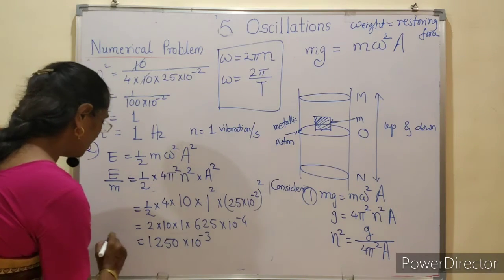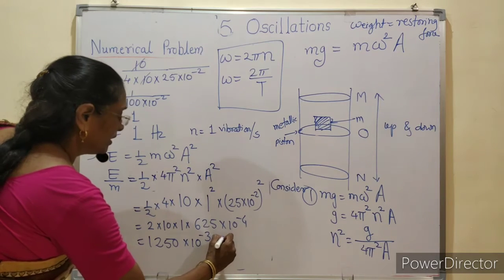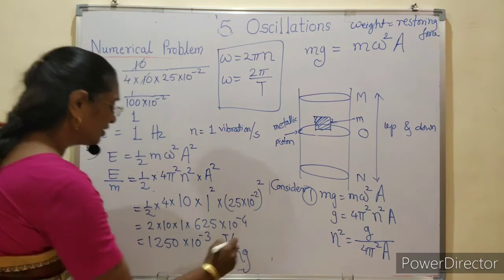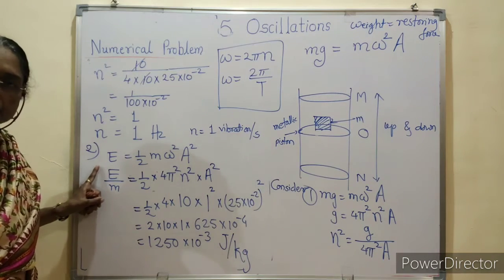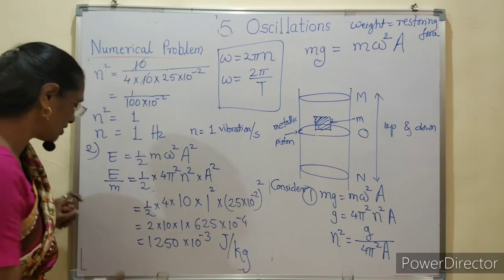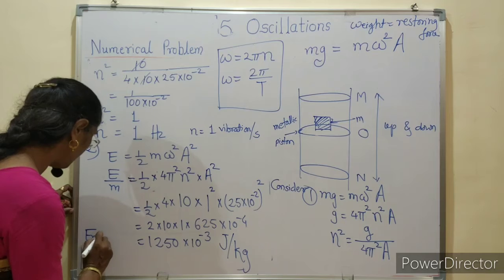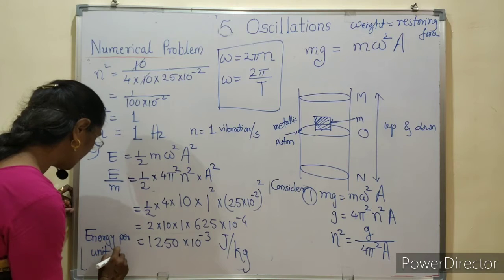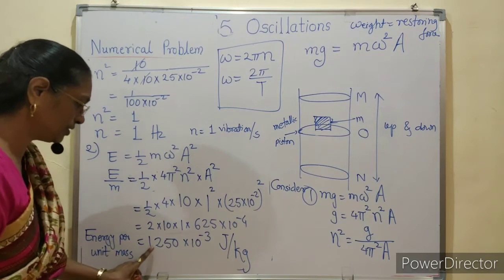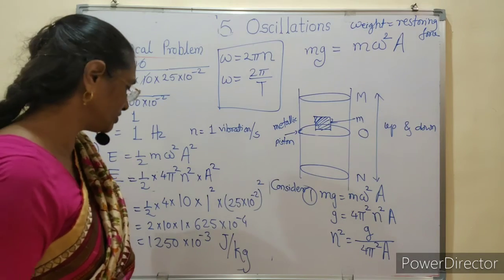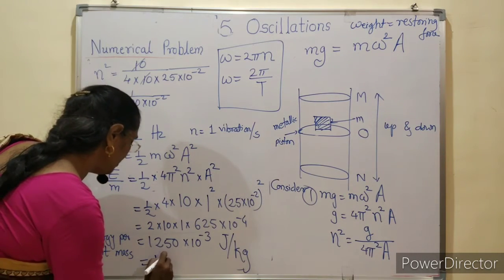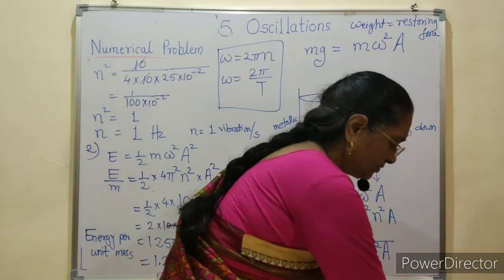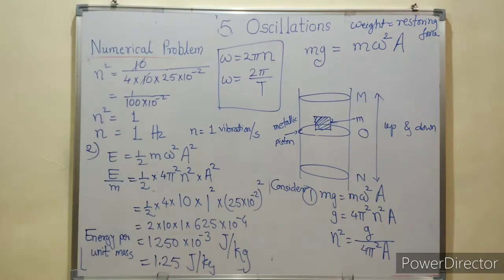So this is the energy per unit mass and it is joule per kilogram, because the quantity is not simple energy, it is energy per unit mass. So here we write the answer, energy per unit mass, which is asked. It is 1250 into 10 raised to minus 3, or it can be 1.25 joule per kilogram. So this is the problem solution.